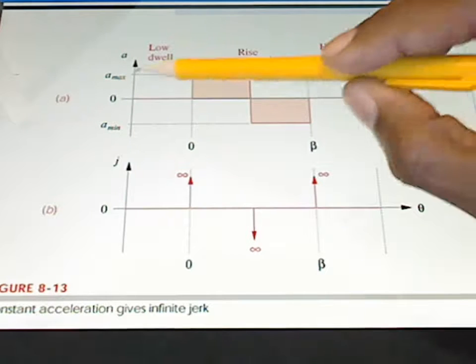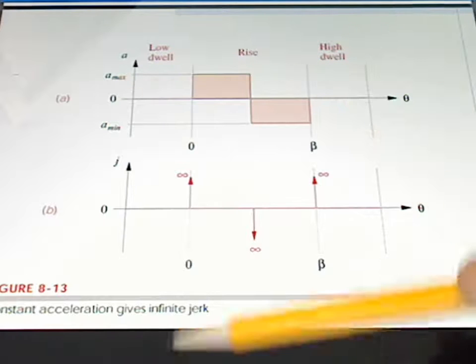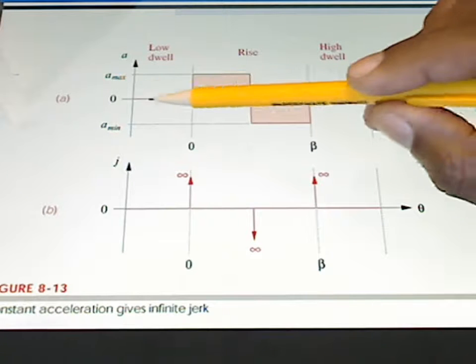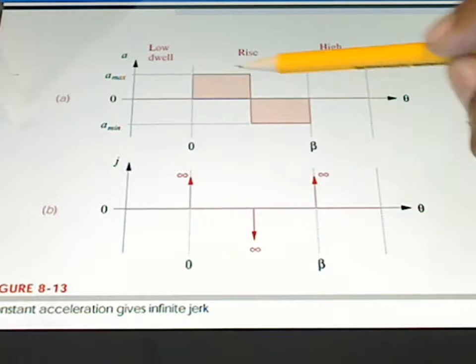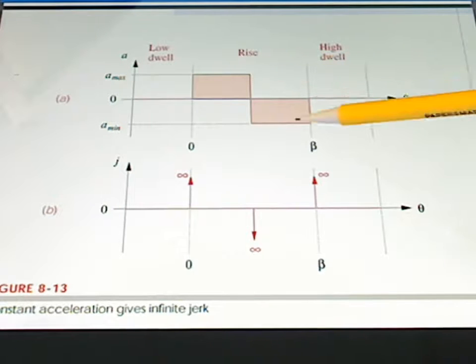Again, remember that when we start off, we're starting off at a dwell. Our valve is closed, it's just sitting there, and then we need to get up to a rise point. In this case, we're going to get maximum acceleration, which is going to get us moving very fast, and then maximum deceleration, which is going to bring us back to 0 in terms of our acceleration and our velocity, so we're ready to dwell.